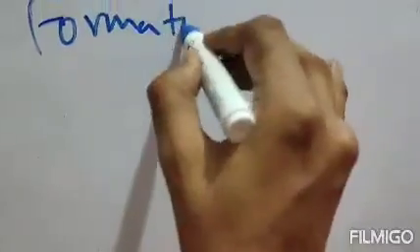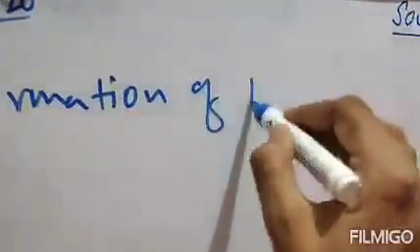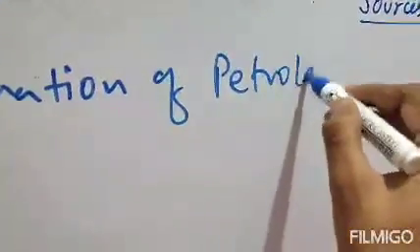I'll show it by diagram method or arrow diagram method. In your book you will see it is given in paragraph form. So to understand well, I'll show you in a diagram method or a simple arrow method, so that you can well understand how petroleum is formed. So next is how petroleum is formed, or formation of petroleum.